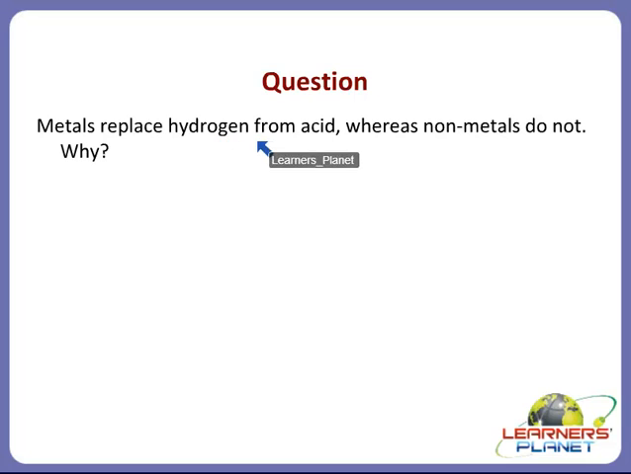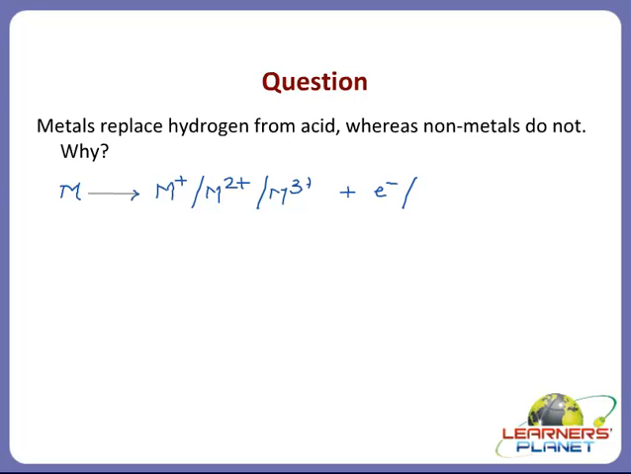Metals replace hydrogen from acid whereas non-metals do not. Why? Now I discussed in my theory session what metals do. So metals form what type of ions, children? Metals form electropositive ions, that is M plus or M2 plus or M3 plus. Now in this process, what are they doing? They are releasing electrons, 1 electron or 2 electrons or 3 electrons. Now what do these electrons do? These electrons reduce H ions from acids.